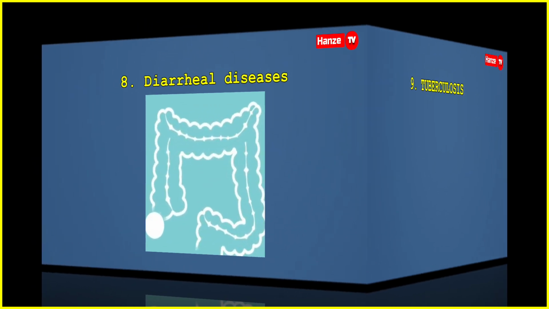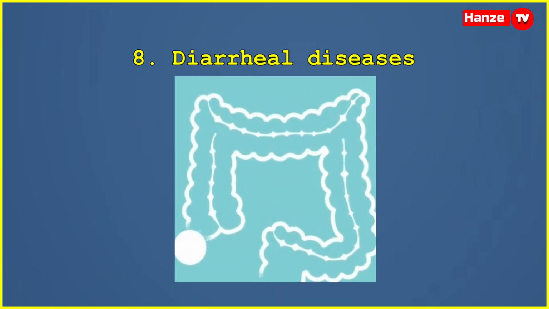Number 8. Dehydration due to diarrheal diseases. Diarrhea is when you pass 3 or more loose stools in a day. If your diarrhea lasts more than a few days, your body loses too much water and salt. This causes dehydration, which can be fatal in severe cases.